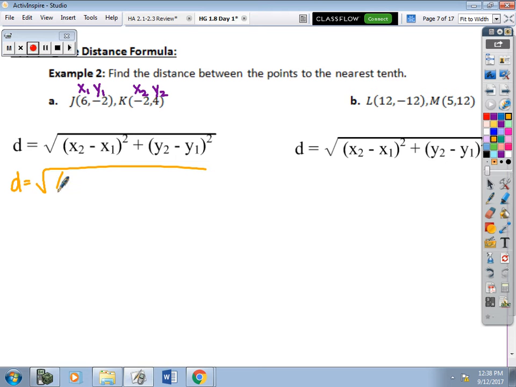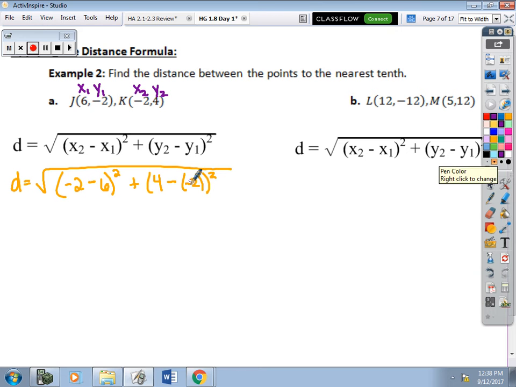Now we'll substitute in negative 2. Make sure you bring the subtraction down that was in the formula. Minus 6, quantity squared, plus 4 minus, in the formula, a negative 2. Quantity squared.